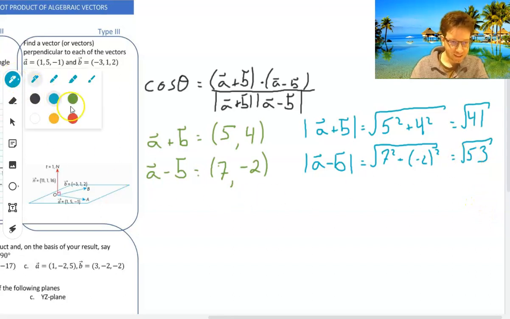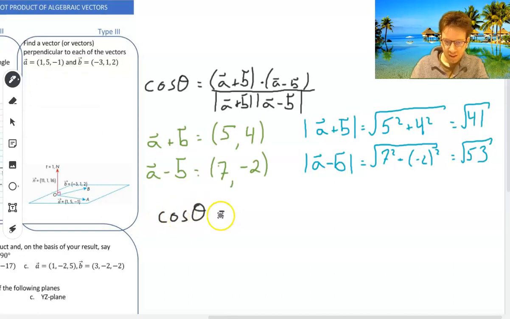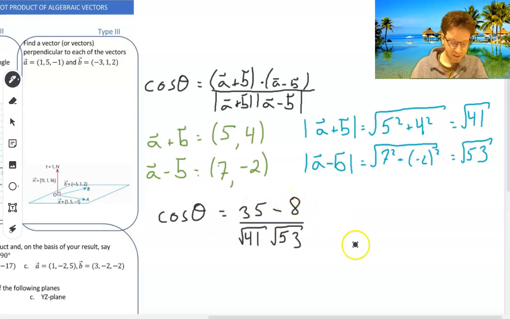So now we have what we need. Let's go back to finding the angle. So the cos of theta equals the dot product of these two vectors, here and here. So we have 5 times 7, that's 35, plus 4 times negative 2, which is negative 8, all divided by those magnitudes, root 41 times root 53. 35 minus 8 is 27. Take the inverse cos of both sides. You'll get theta equal to 54.6 degrees.